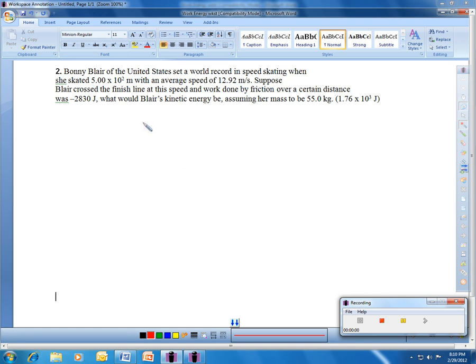Okay, the last problem we did was in the vertical direction. This problem is going to be in the horizontal direction, but the concept is still the same. The work that is done on the object will change its kinetic energy.